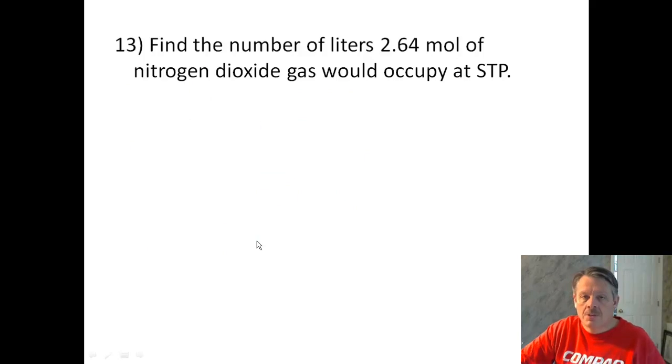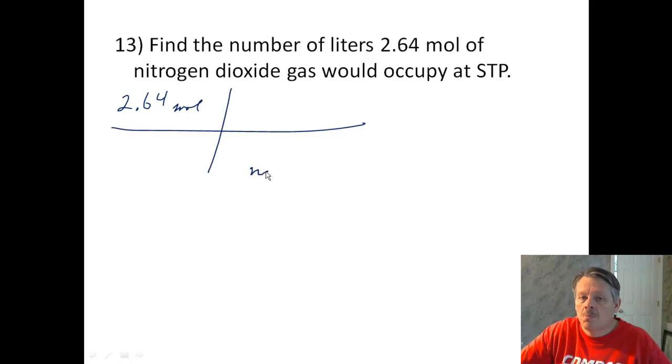All right, on to number 13. Find the number of liters. Oh, that's real easy. We're talking about STP, so this is no additional calculation. 2.64 moles, and I'm trying to go from moles to liters, and it's 22.4 liters in 1 mole of any gas. So I multiply these out, and I get 59.1 liters.